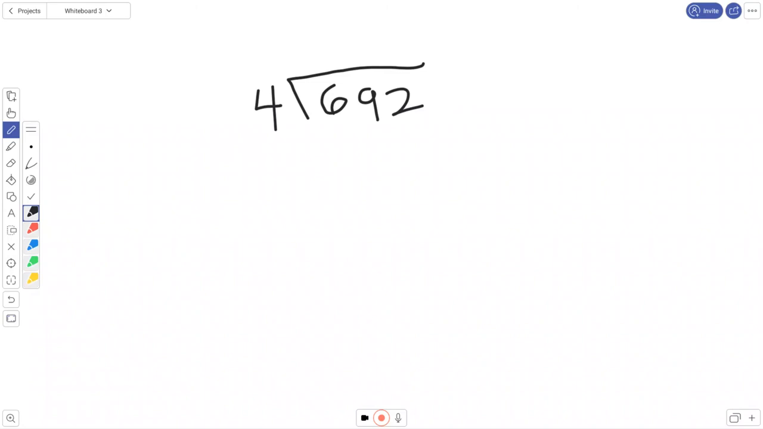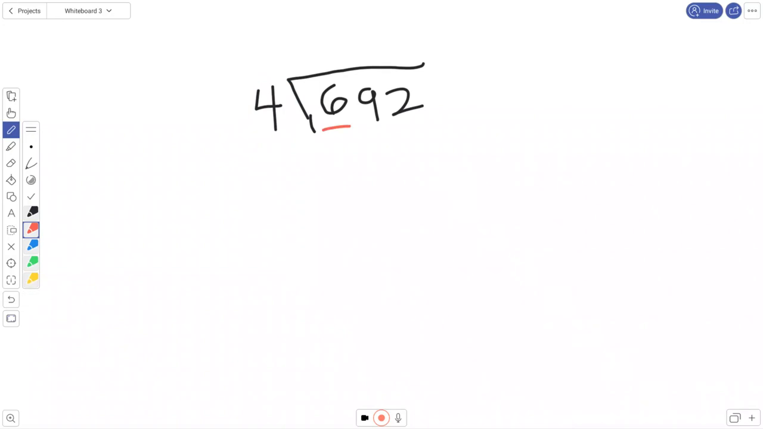692 divided by 4. We're going to take this one step at a time, one digit at a time. This number right here is really important because it is the number you're going to be dividing and multiplying by a lot. You work one place value at a time, because trying to divide 692 by 4 in our brain is really hard to do. So let's take it one digit at a time.